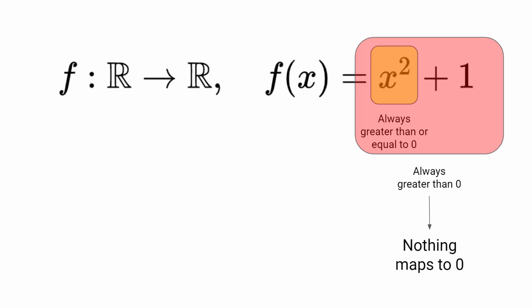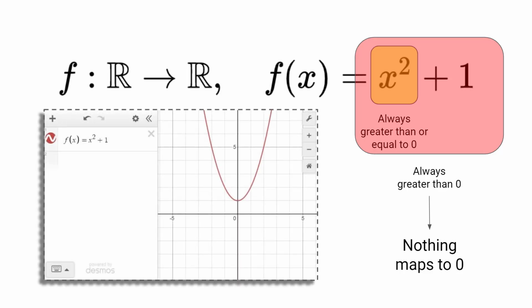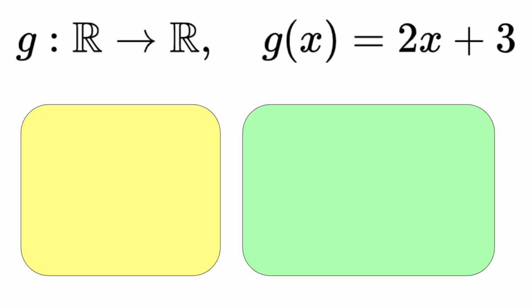In fact, we can visually see this if we use a graphing calculator. Graphing this function shows that there's a lot of points on the y-axis that have no point of reference on the graph. So that's a visual cue that this function is not surjective. But the function g from the real numbers to the real numbers, given by the formula g of x equals 2x plus 3, is surjective.